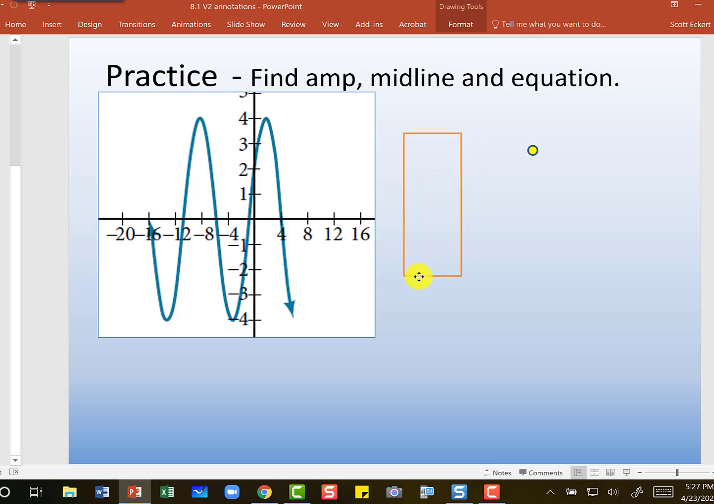Okay, so let's start finding a good box to capture one cycle of my graph. Now I'm looking at this and I'm thinking, all right, let's start here. And I got a box. Now do you see any troubles with this box? I like it when it's on the y-axis because that means no phase shift. However, there is not a complete sine wave or cosine wave here. It's not a full cycle. That is a dilemma.